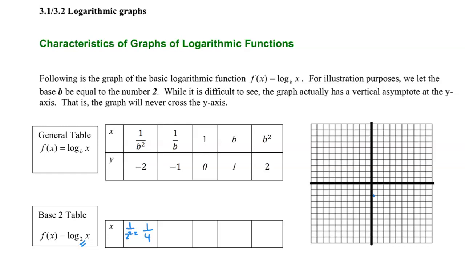How about that? 1/4 and -2. The next x-coordinate would be 1 over b, which in this case would just be 1/2. So 1/2 and -1 is where my next point is going to come. So there's my best effort there. 1, 0, so that middle x-coordinate is always fixed at 1, and then the next x-coordinate is b, and b in this case is 2, and then b squared, which is going to be 2 squared, which of course is 4. And so I'm going to plot those last couple of points. 1, 0 is right there, 2, 1 is here, and then 4, 2 is going to be here.